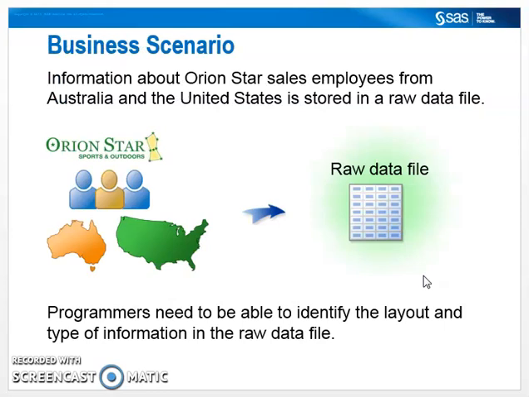In this chapter, the business scenario is that information about Orion Star sales employees from Australia and the United States is stored in a raw data file. So in SAS programming, before we run the dataset, we have to know what a raw data file is. The programmers need to be able to identify layouts and the types of information in the raw data file.